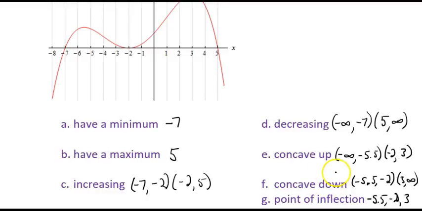Now the new ones, we're looking for the original to be concave up where the derivative is increasing. So that would be -infinity to about -5.5 and from -2 to 3. The original will be concave down where the derivative is decreasing. So from about -5.5 to -2 and from 3 to infinity. And then the original will have points of inflection where the derivative has maxes or mins. So about -5.5, -2, and 3.